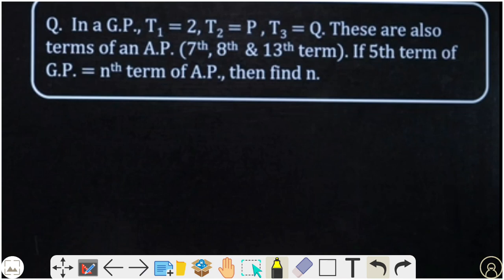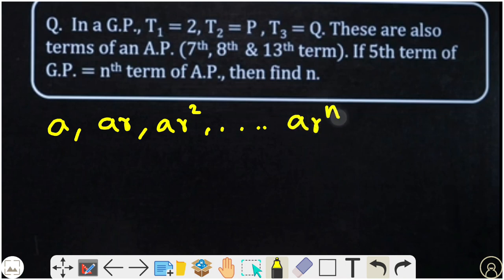So look at the second question. The second question comes from sequence and series. In a GP, the first term is a, the second term is ar, the third term is ar square, and so on, with the general term ar power n. So this is the general term of a GP series.